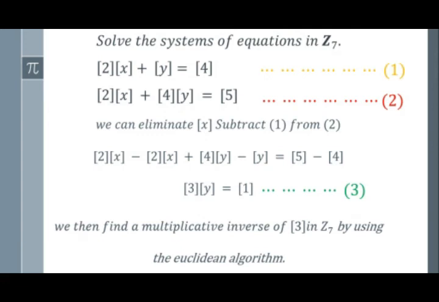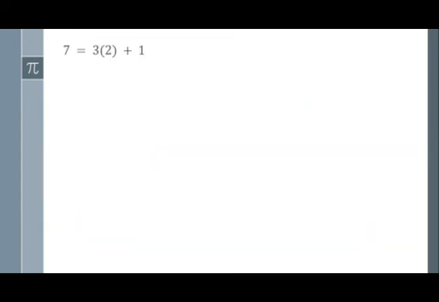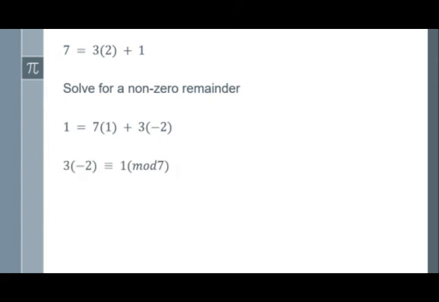We can find a multiplicative inverse of the congruence class of 3 in modulo 7 by using the Euclidean algorithm. We start by writing the bigger number, which is 7. 3 goes into 7 two times, and the remainder is 1. So 7 is equal to 3 times 2, which is the quotient, plus 1, which is the remainder. Then we solve for the non-zero remainder, 1: 1 is equal to 7 times 1 plus 3 times -2. And 3 times -2 is congruent to 1 mod 7.